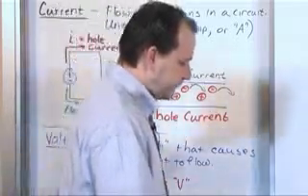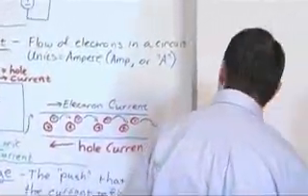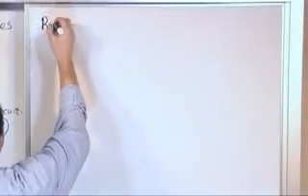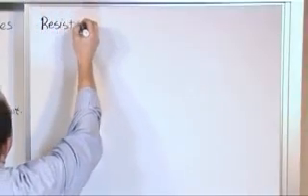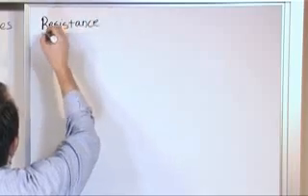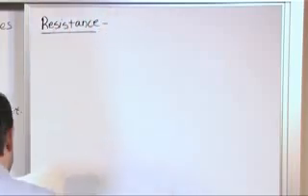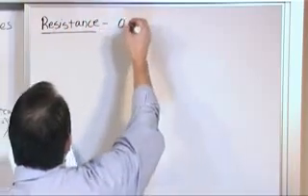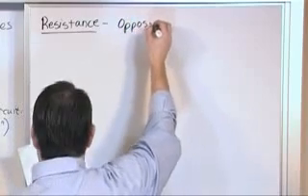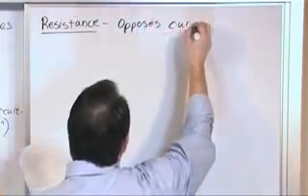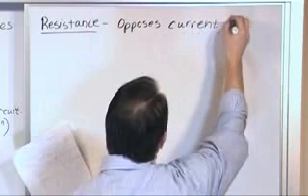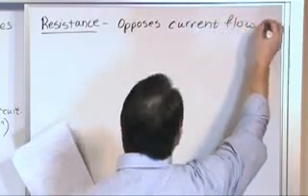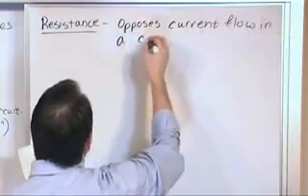Now, tied to all of this is the very, very important concept of resistance. All right, resistance. Resistance is very, very simple to understand. It opposes the current flow in a circuit.